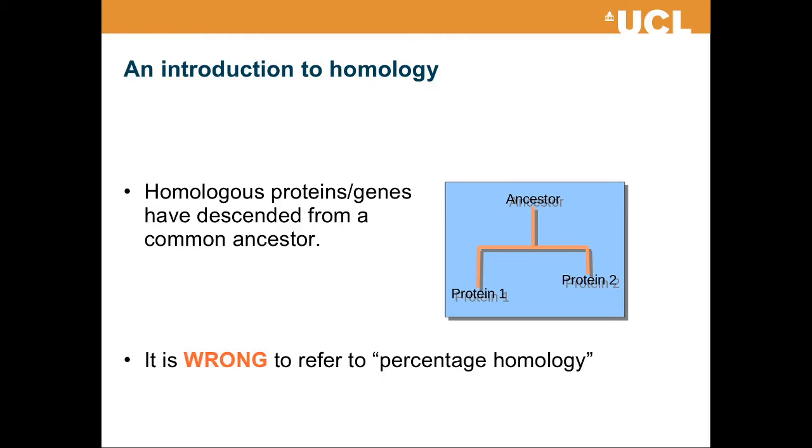But you can look at the divergence of the sequences and use that as an estimate of how long ago they diverged from one another. Consequently, you should be talking about percentage sequence identity or percentage sequence similarity, which would take into account how similar particular amino acids are to one another.